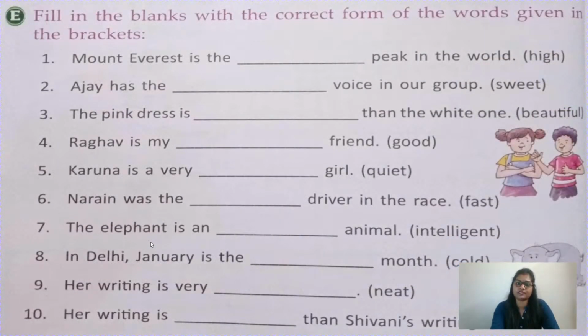Now children, fill in the blanks with the correct form of the words given in the brackets. So here you have to see whether you have to fill in with positive degree, comparative degree or superlative degree. Let's see. Mount Everest is the dash peak in the world. We are talking about all the mountains in the world. So when all is used, then superlative degree, so highest peak in the world. Ajay has the dash voice in our group. So again we are talking about all the boys. So sweetest.